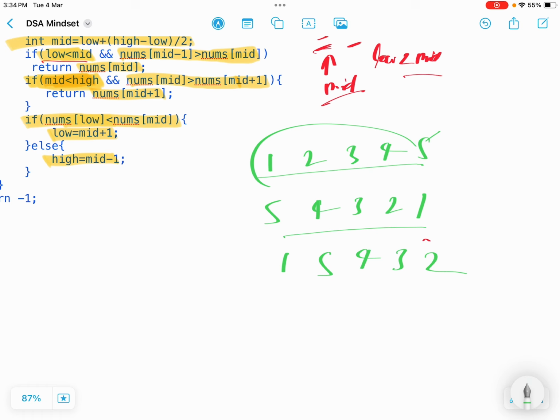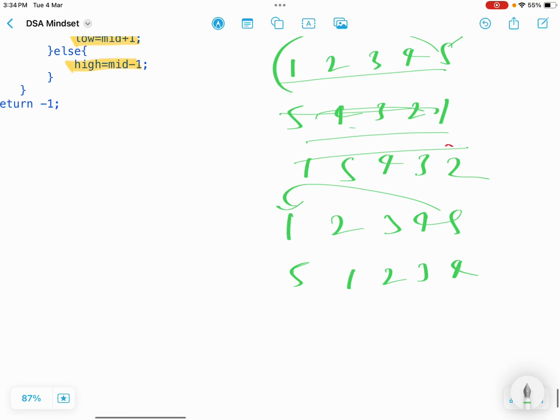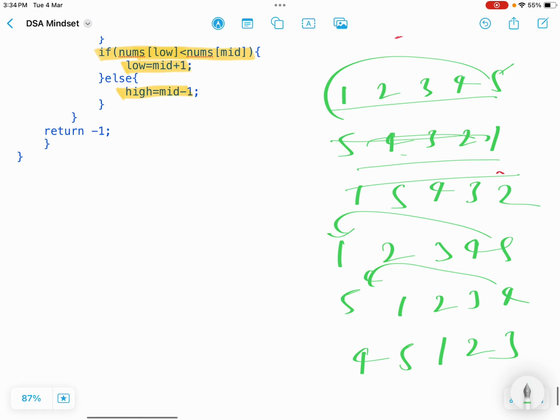Sorry, I have written something wrong, one second, let me cancel it out. Basically there is a rotation, right? 1 2 3 4 5, so 5 will come here and everything will get shifted. So 5 1 2 3 4, again this will come here, so we'll say 4 5 1 2 3. That's how it happens. So basically we have 4 5 1 2 3.